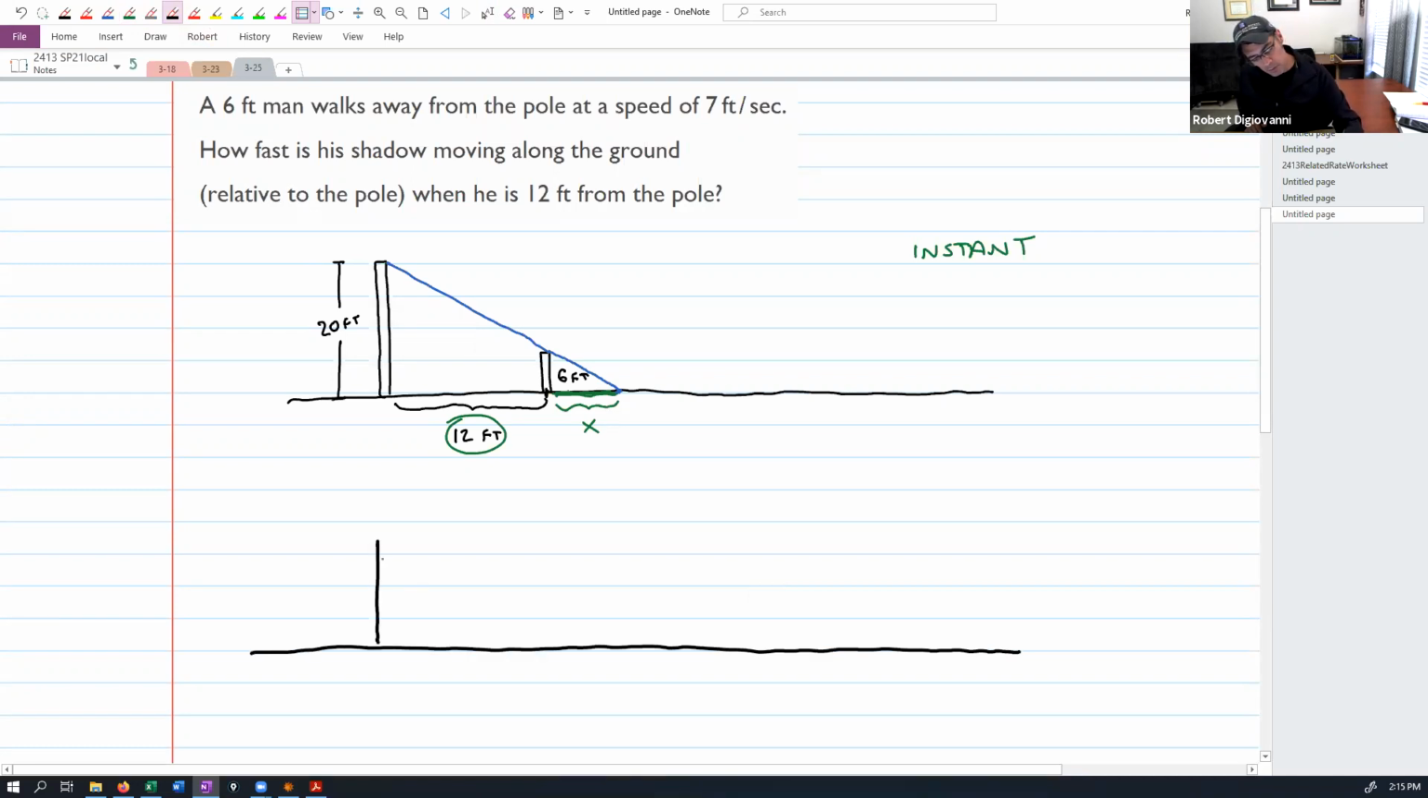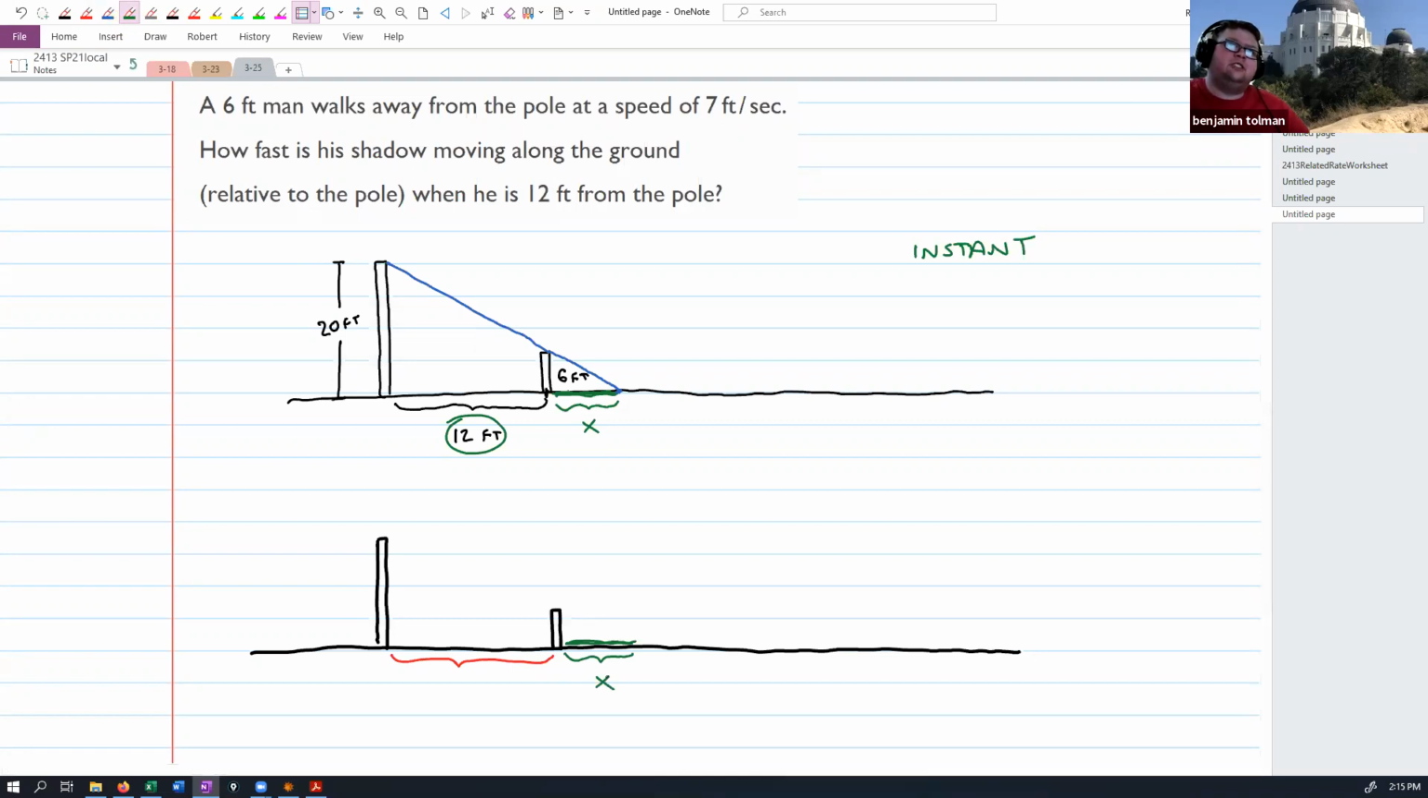We have the pole. We have the man, right? This time, the distance from here to here is not going to be 12. It's going to be something else, because it's changing. And we can't call it X because Benjamin's already told us that the distance from here to here, which is his shadow, has already been called X. So we better call it something else. What do you want to call it? D.